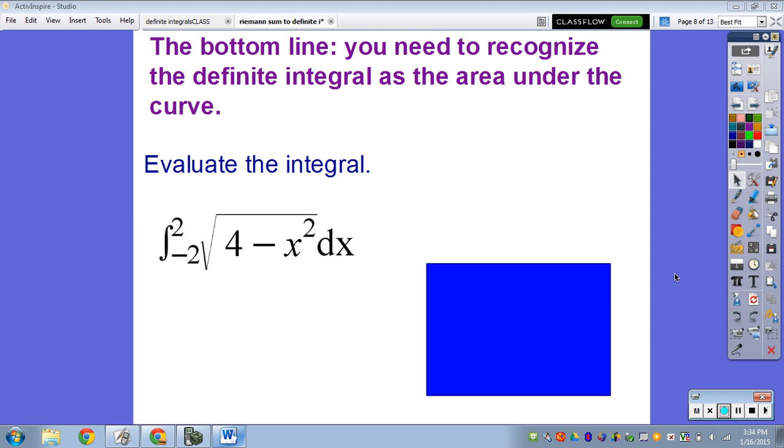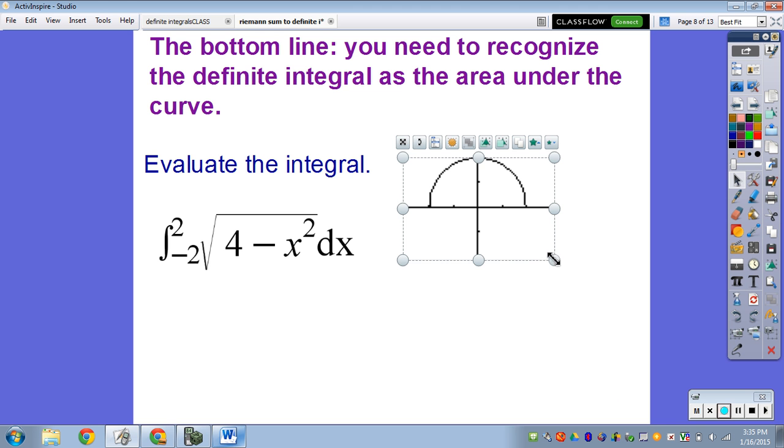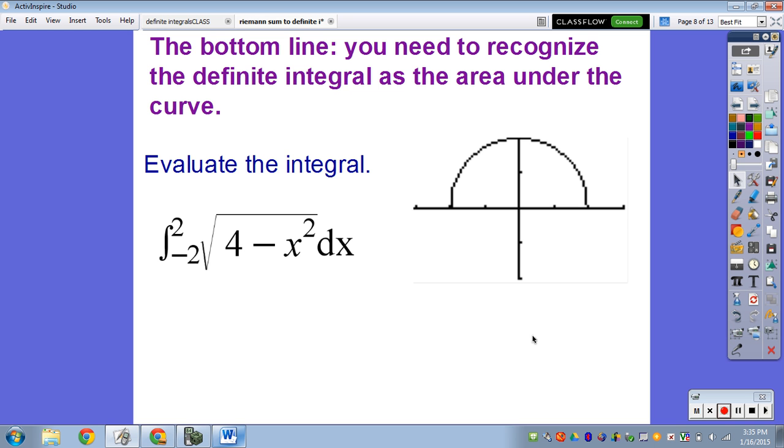So let's say we're given this problem. Evaluate the integral, and it's the definite integral from -2 to 2 of the square root of 4 minus x squared with respect to x. And so one thing that could help us with this, because we haven't been told how to do this algebraically, is to graph the function, and maybe it'll help us. So if I graph this function, and you may already recognize it, what I would see is that this is the function for a semicircle. And semicircle is just half a circle.